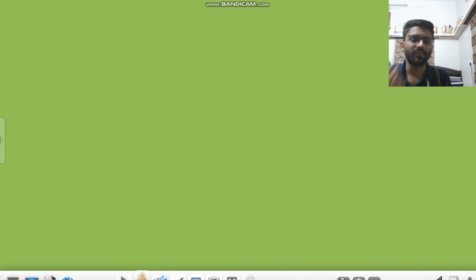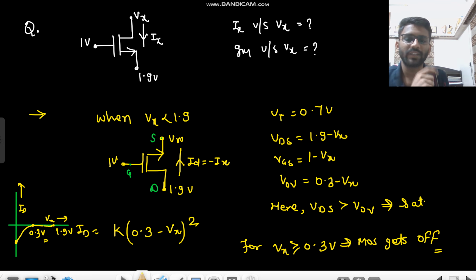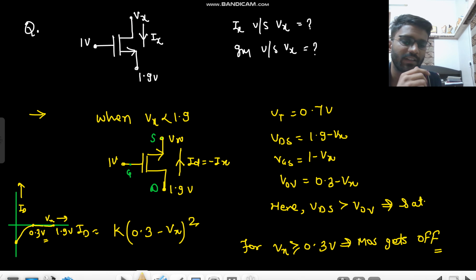Now, we will draw. No need to draw, but before that we just discuss what will be GM. GM will be some constant into VGS minus VT. So what is VGS minus VT? It is 0.3 minus Vx. We will draw both curves later on.